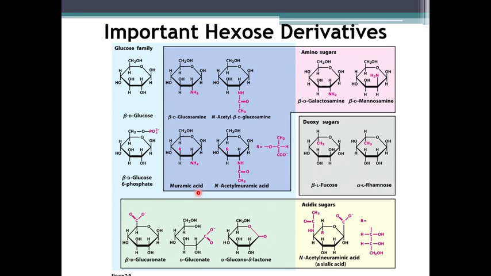Similarly, galactose can be converted to galactosamine, or mannose can be converted to mannosamine. Deoxy sugars are also present in 6-membered sugars like fucose and rhamnose. Acidic sugars such as sialic acids are also present in our body. For example, N-acetyl neuraminic acid is a classic sialic acid.